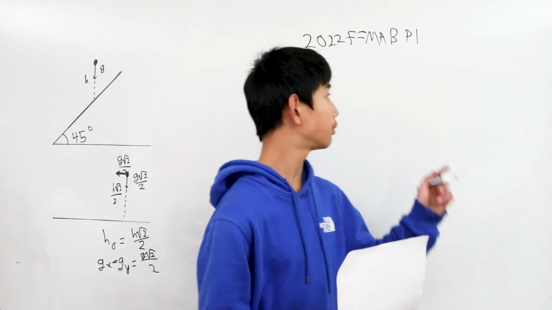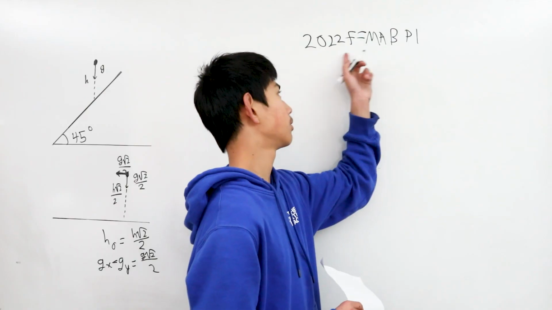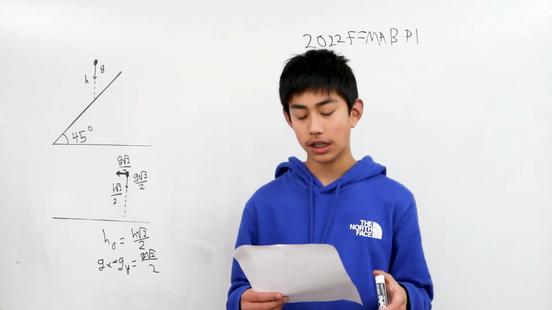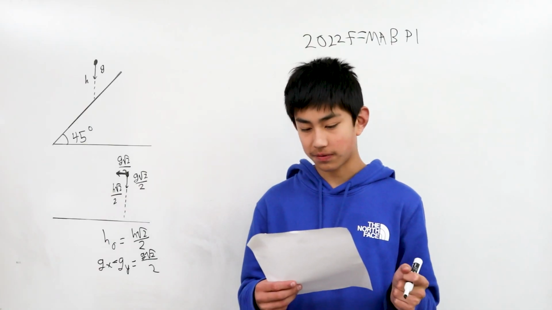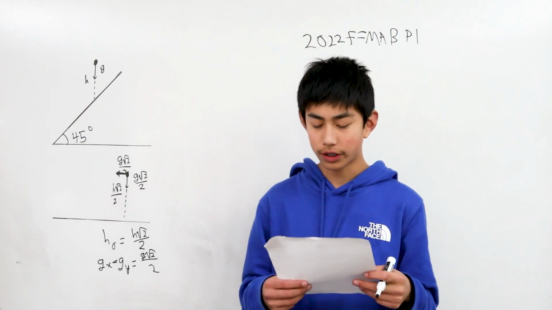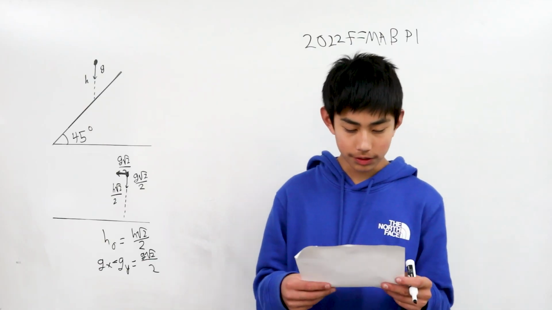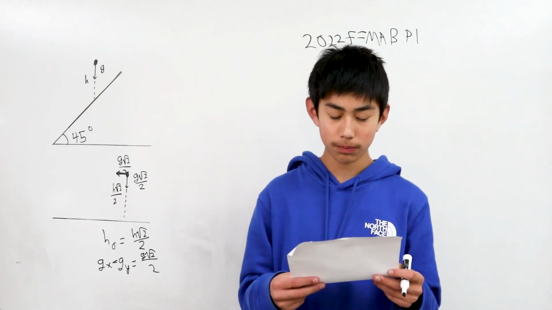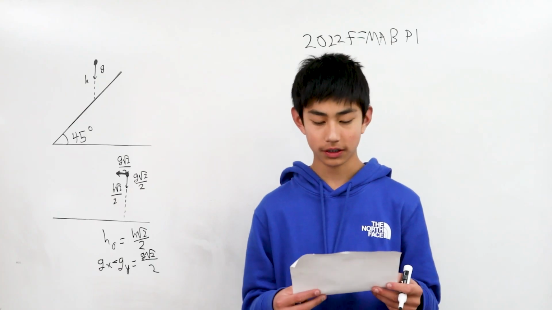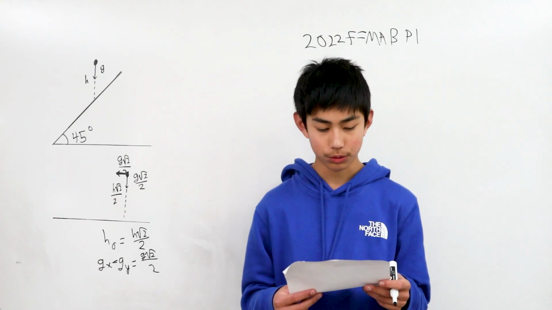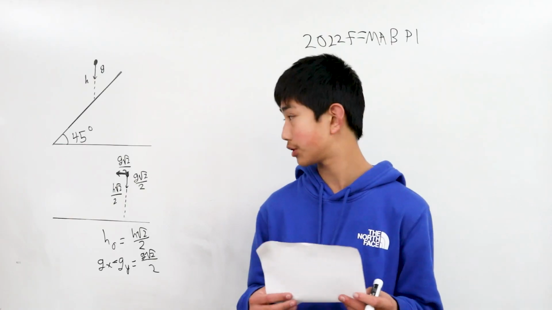We're solving problem 1 from the 2022 F equals MA exam B. A ball is held at height h above a slope which is at an angle of 45 degrees from the horizontal. The ball is dropped from rest. Assuming the ball bounces off the slope perfectly elastically, what is the distance between its first and second impact points?